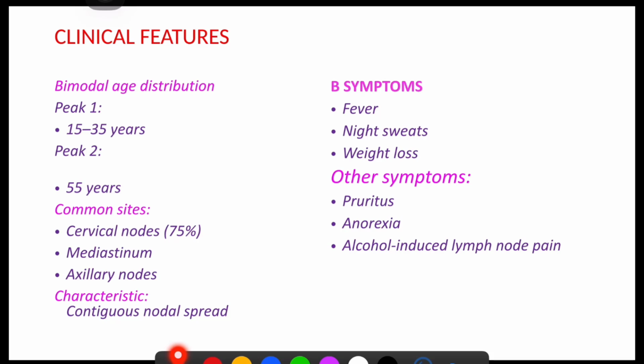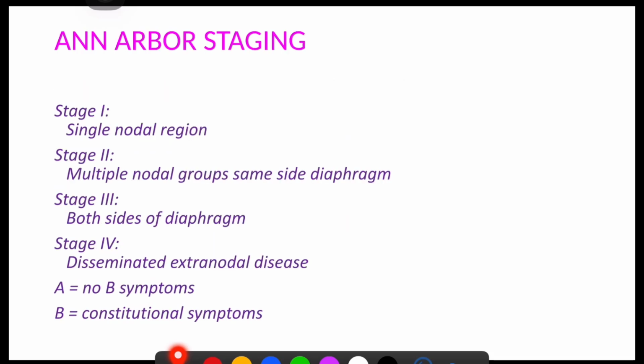Now, patients present with B symptoms which include fever, night sweats, weight loss, and other symptoms include pruritus, anorexia, and alcohol-induced lymph node pain. There is the Ann Arbor staging. Clinically, we can divide stage 1, where a single nodal region is involved; stage 2, where multiple nodal groups on the same side of the diaphragm; stage 3, both sides of the diaphragm; and stage 4, where disseminated extranodal disease is there.